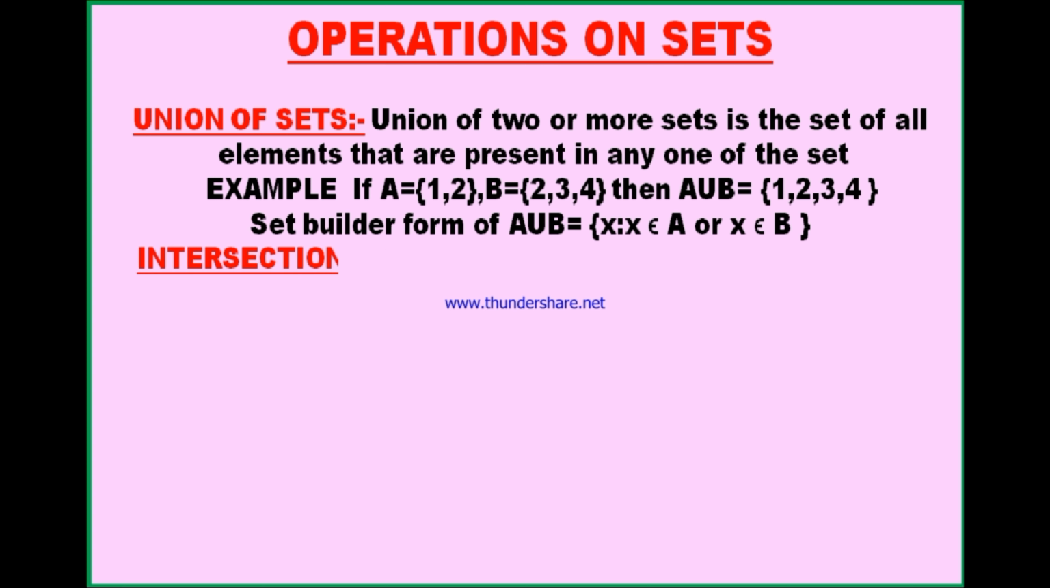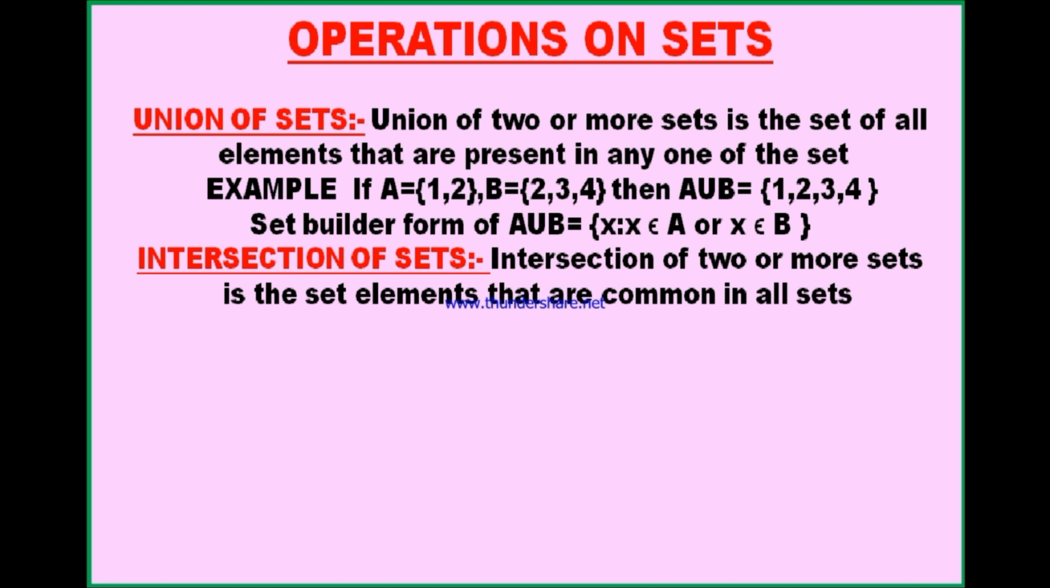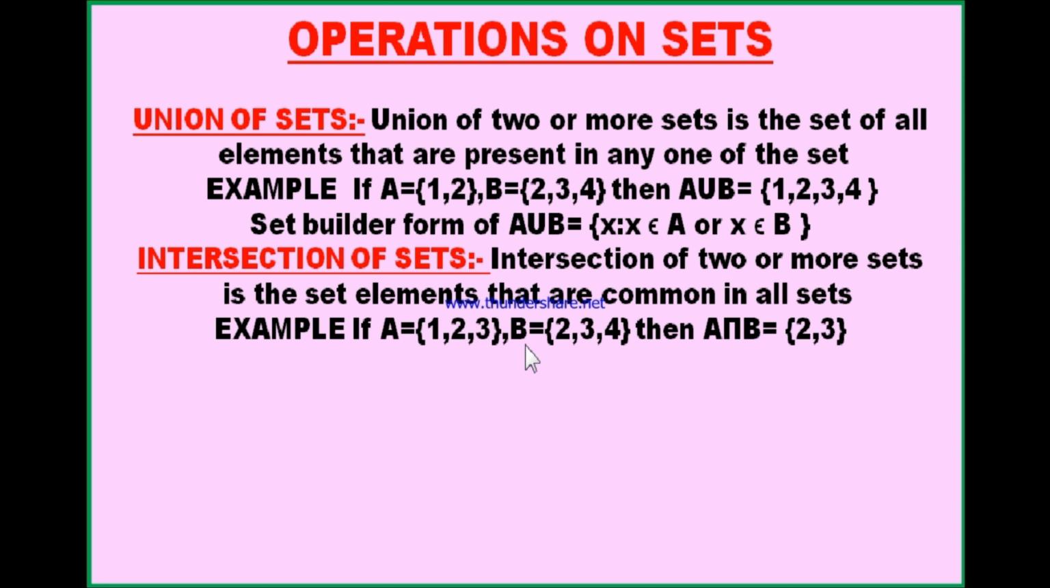And now the second operation is intersection of sets. Intersection of two or more sets is the set of elements that are common in all the sets. For example, if A is equal to set 1, 2, 3 and B is equal to set 2, 3, 4, then A intersection B is equal to.